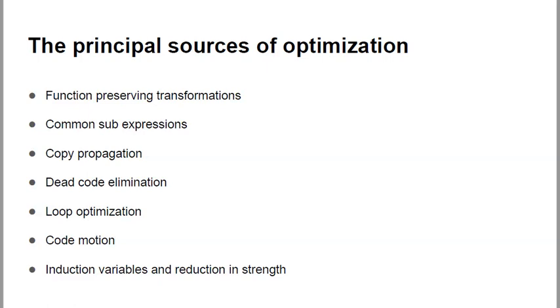Let us start with today's lecture. The first part of code optimization I had described in the previous video lectures. In the last class I had taught about loops and flow graphs. Today we will begin with some principal sources of optimization.